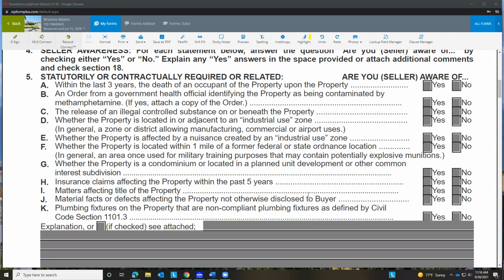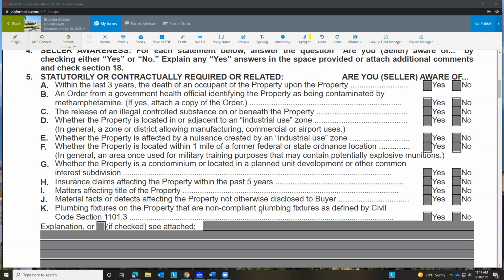Matters affecting title of the property. Any liens, any easements, or, can't think of the other word right now. But just let people know. Material facts or defects affecting the property not otherwise disclosed to the buyer.